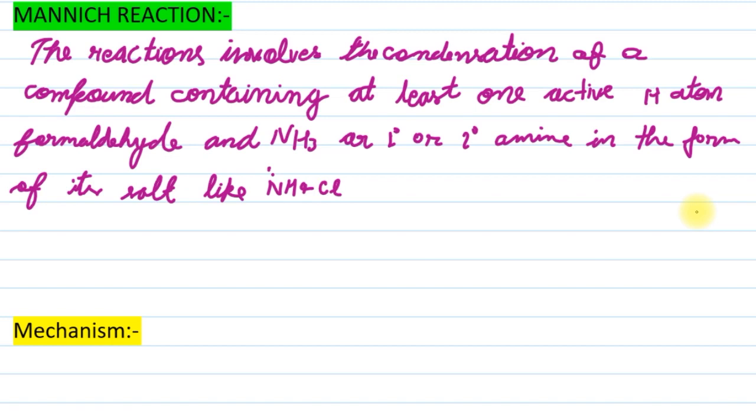So let's start by writing examples of the Mannich reaction. For example, we have R C double bond O CH3 and CH2 double bond O. This is the ketone and this is the formaldehyde, treated with ammonium salt, NH4Cl.